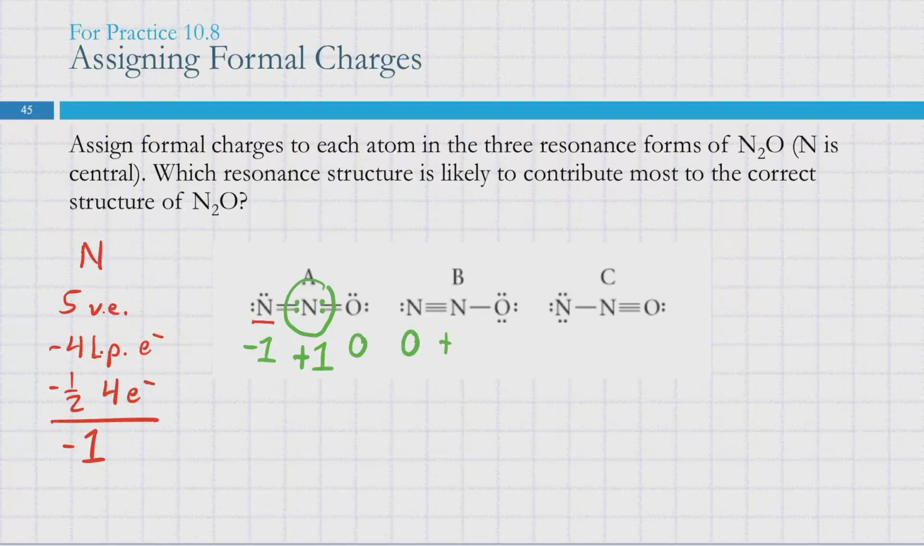And then we have 0, +1, -1. We've got -2, +1, and +1. So hopefully those are all the numbers that you got.